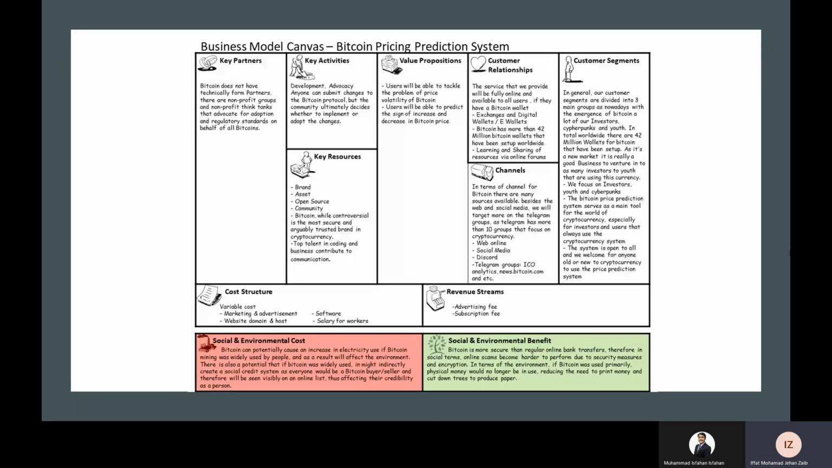Now, for the social and environmental benefit, Bitcoin is more secure than regular online bank transfers. Therefore, in social terms, online scams become harder to perform due to security measures and encryption. For the environment, of course, if Bitcoin was used primarily, then there would be less of a need to print physical currency. So there wouldn't be a need to cut down more trees to have paper to create physical currency.